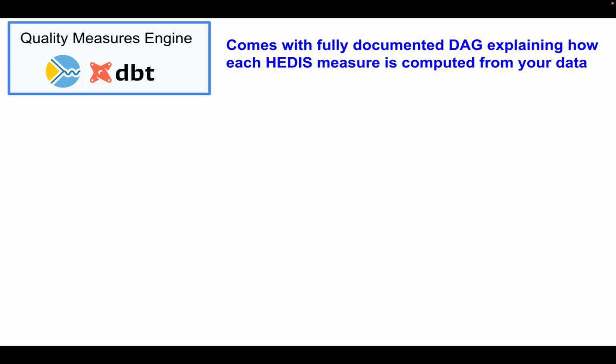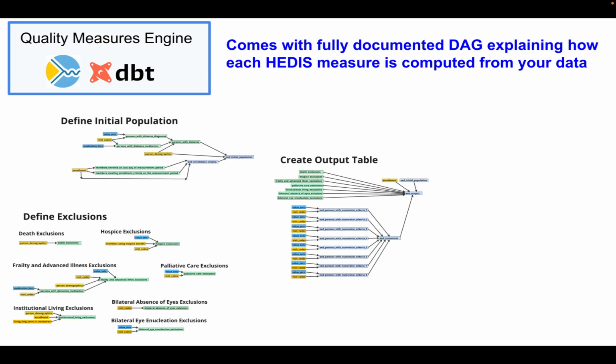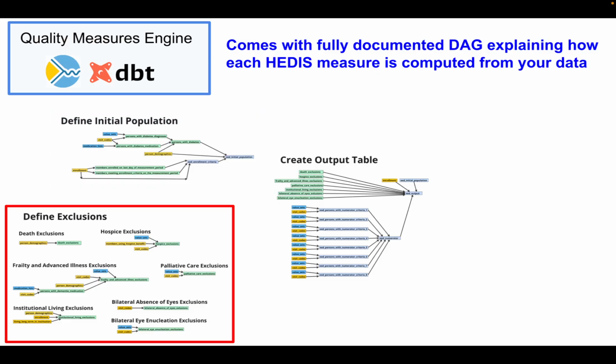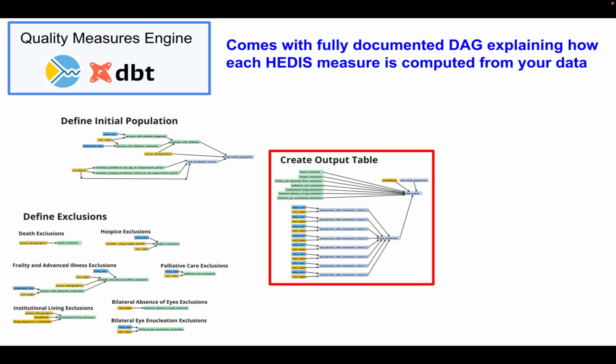And so this package comes with a fully documented DAG explaining how each HEDIS measure is computed from your data. For each HEDIS measure, we have a fully documented DAG that explains the steps necessary in the creation of the measure. Each HEDIS measure usually has a transformation pipeline to define the initial population. You can see how the initial population is defined for a measure. You can see how all the different exclusions are defined for a given measure. And you can see how the output table is created for a measure by bringing together the logic for defining the initial population, the logic for defining the numerator, taking the exclusions out, and coming up with a final output table.